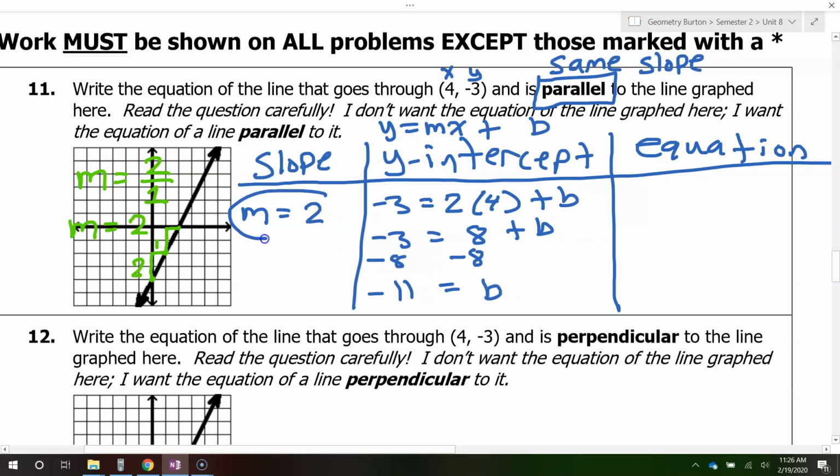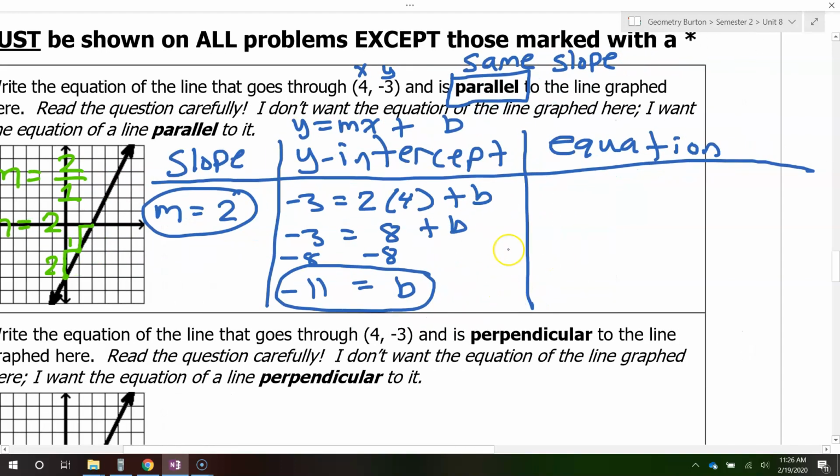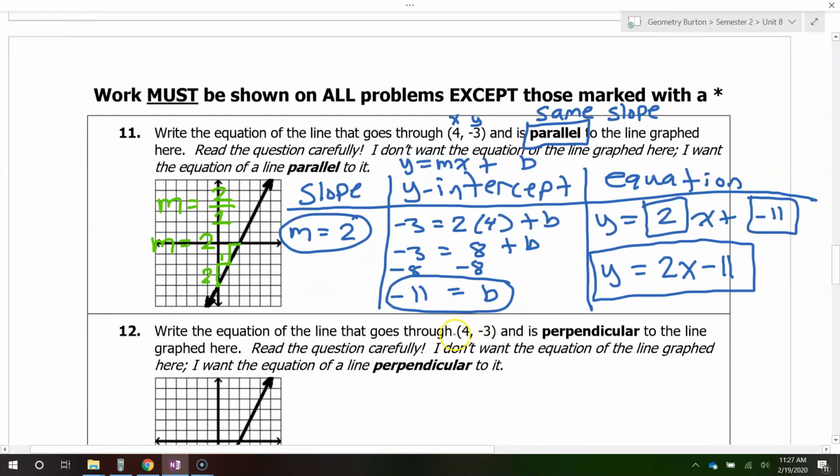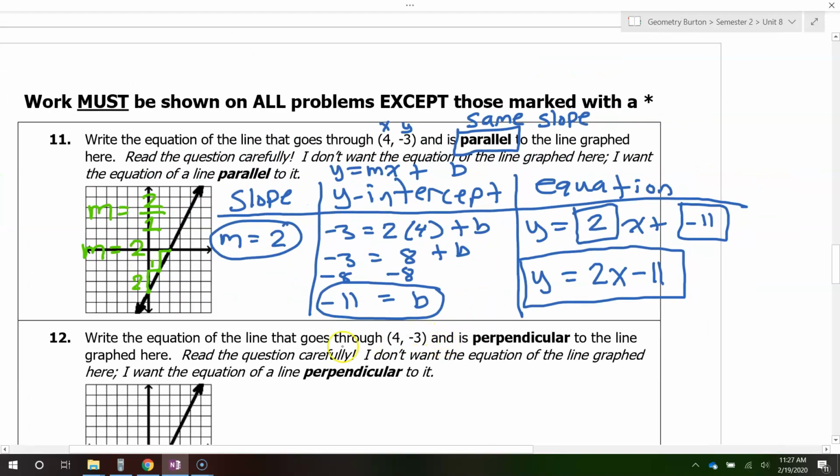Okay, so now we have m and we have b. All right, so the idea of writing the equation is we take the slope and we put it here, and we take the y-intercept and we put it here. So the 2 goes here, and the -11 goes here. Don't put plus -11 though. Please just put y equals 2x minus 11, like that. Okay, so that is it for problem number 11.